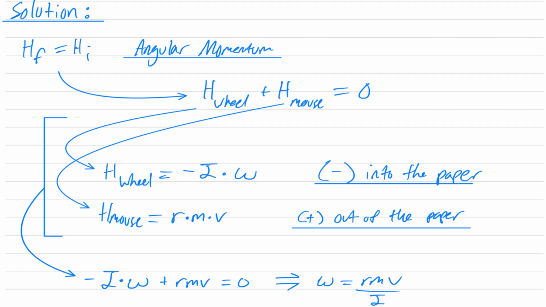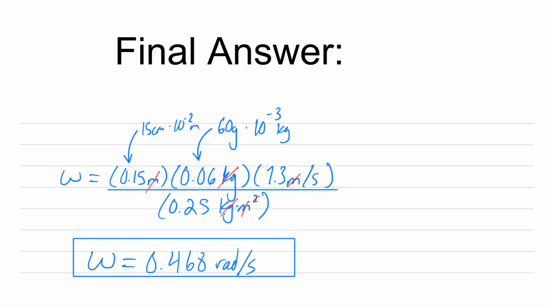And to find angular velocity, it is equal to radius times mass times velocity over inertia. And the final answer comes out to 0.468 radians per second, once we've converted the centimeters to meters and the grams to kilograms, canceling all those out. We get, again, 0.468 radians per second.